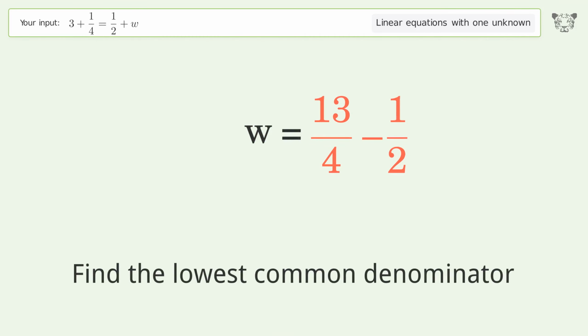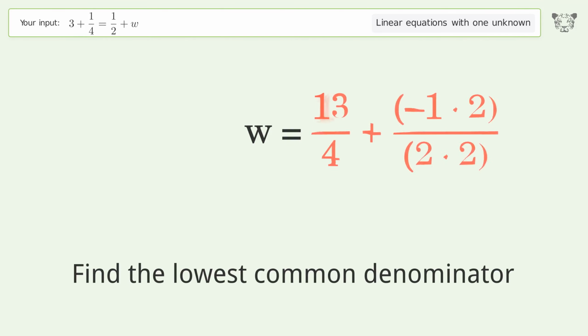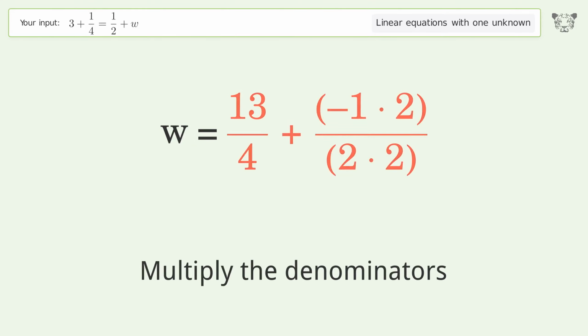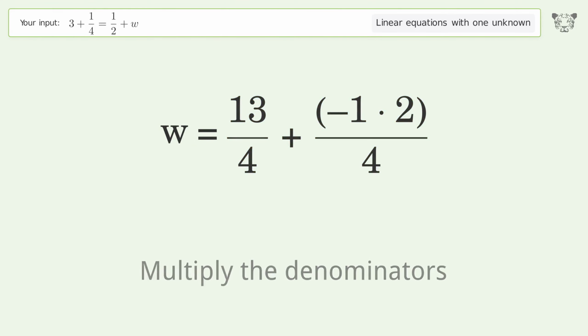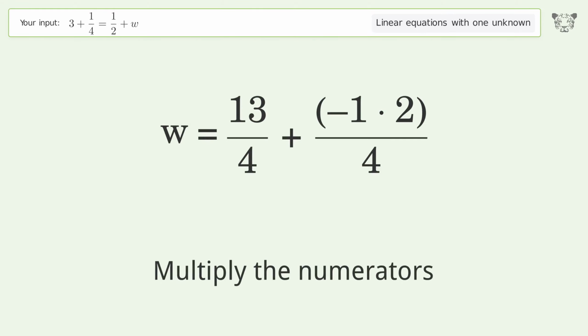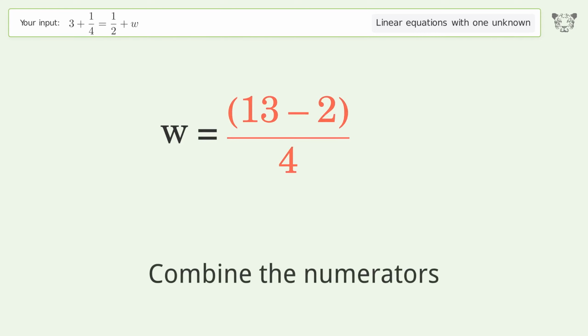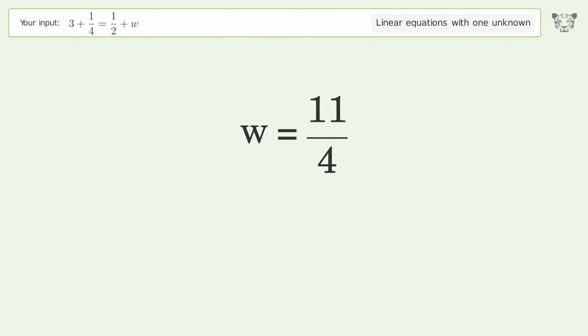Find the lowest common denominator. Multiply the denominators. Multiply the numerators. Combine the fractions. Combine the numerators. And so the final result is w equals 11 over 4.